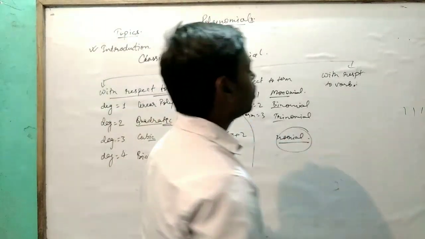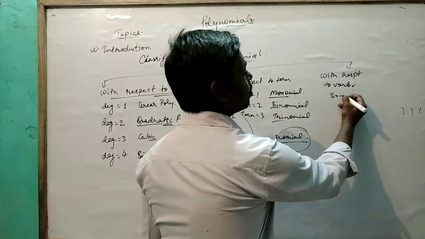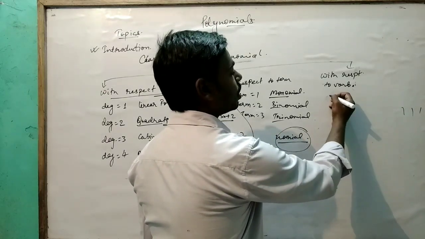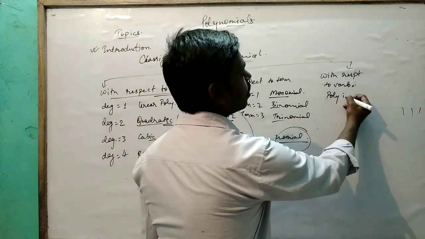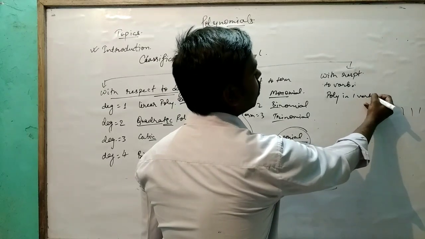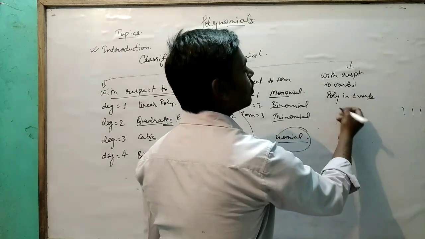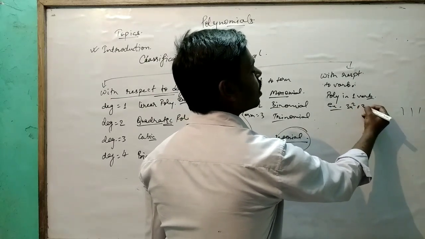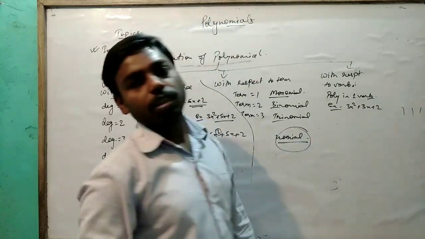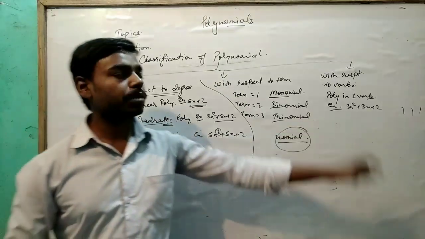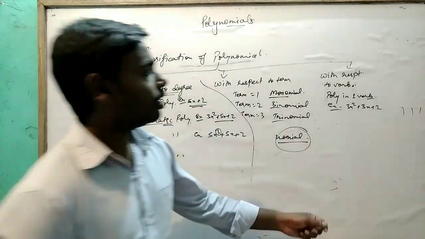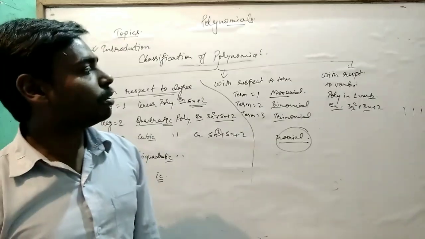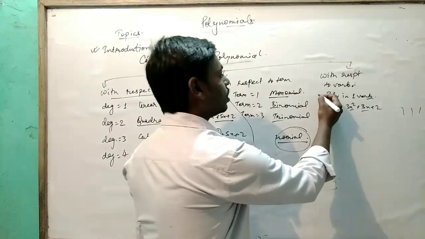With respect to variable, a polynomial containing one variable is called a polynomial in one variable. A polynomial which contains only one variable. Example, 3x square plus 3x plus 2. Here it contains only one variable. It's called a polynomial in one variable.